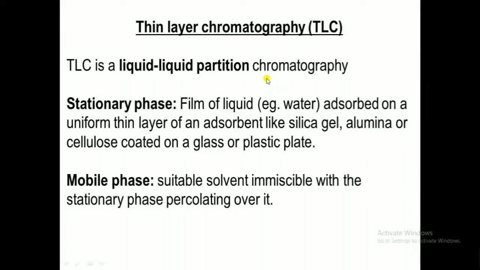The stationary phase is a film of liquid, for example water, adsorbed on a uniform thin layer of an adsorbent like silica gel, alumina or cellulose coated on a glass or a plastic plate. The mobile phase again is a suitable solvent, immiscible with the stationary phase, which is percolating over it. So that's the thin layer chromatographic technique.